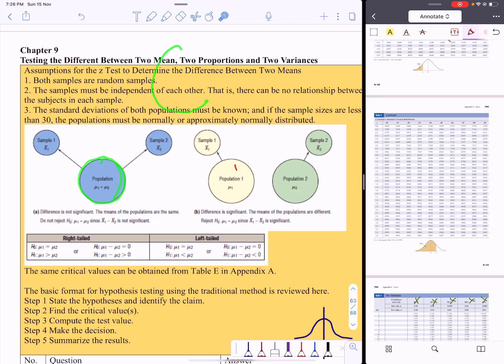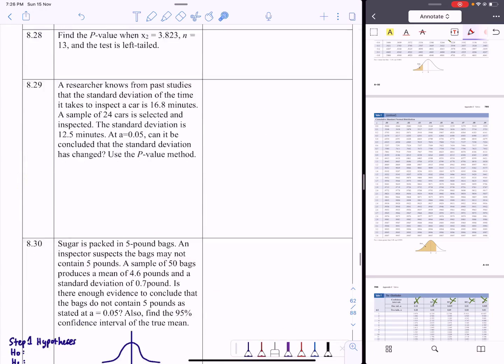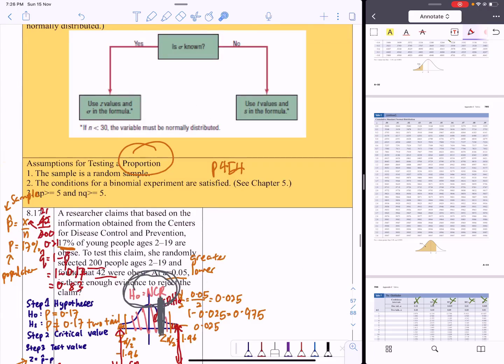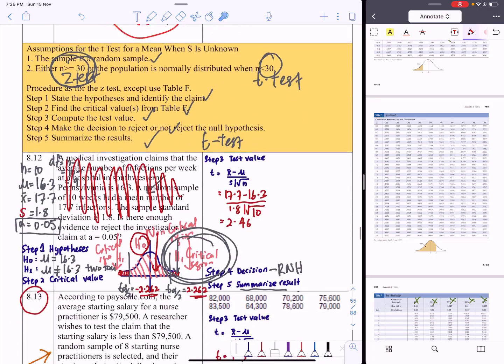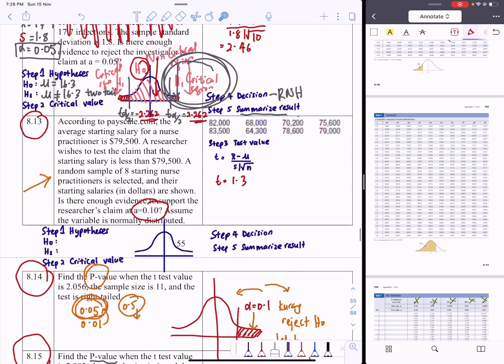If you look at this example of the population, we have one population, then we want to check whether the sample inside the population is different or not. Basically, we have two means, or two variances, or two proportions. So we will use this chapter 9. The hypothesis testing we learned before is more on one sample only.